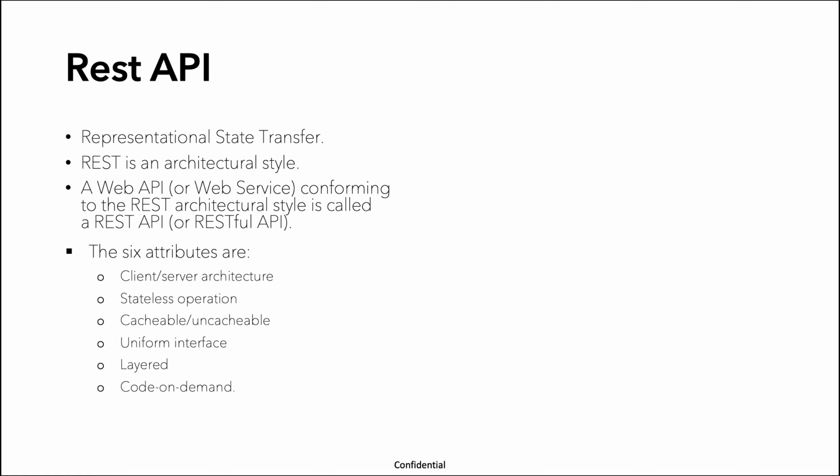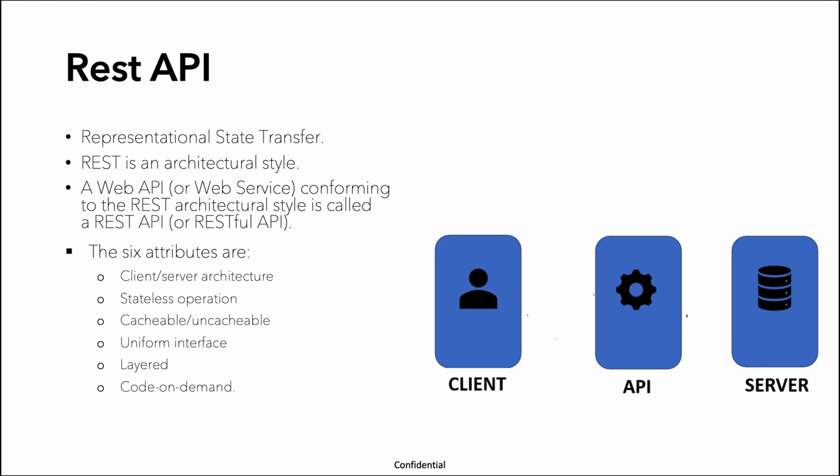So let's start with client-server architecture. REST-based APIs are based on client-server architecture, where client and server are separate and communicate over the network. The client can be any device or application that can make an HTTP request, while the server is the application that provides the API and responds to the client's request.